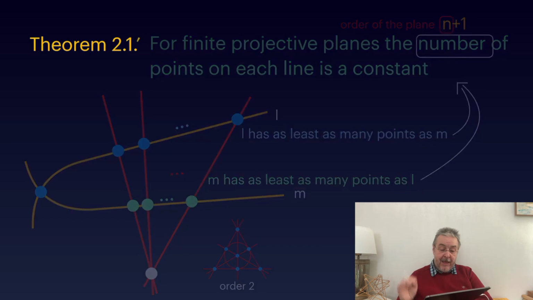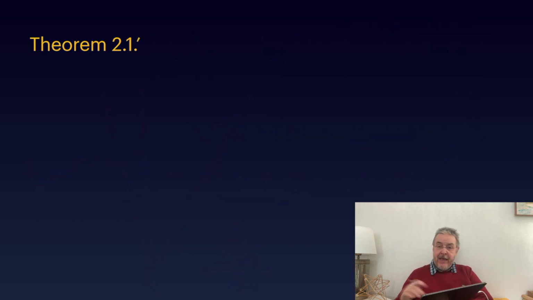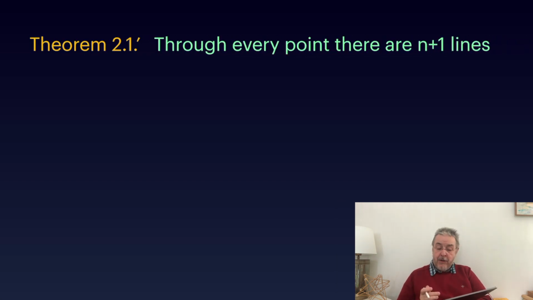Okay, let's make the next statement. Actually, in the book, it's part of theorem 2.1 as well, so I call it 2.1 prime, and it states through every point there are n plus 1 lines as well. So we have seen if n is the order of a finite projective plane, then on any line there are n plus 1 points, and symmetrically through any point there are n plus 1 lines, and the proof is close to trivial.